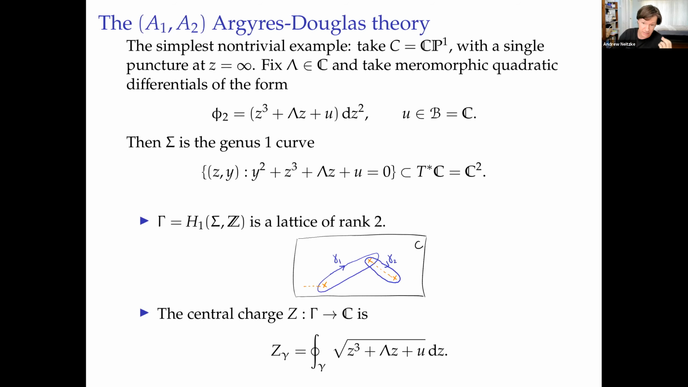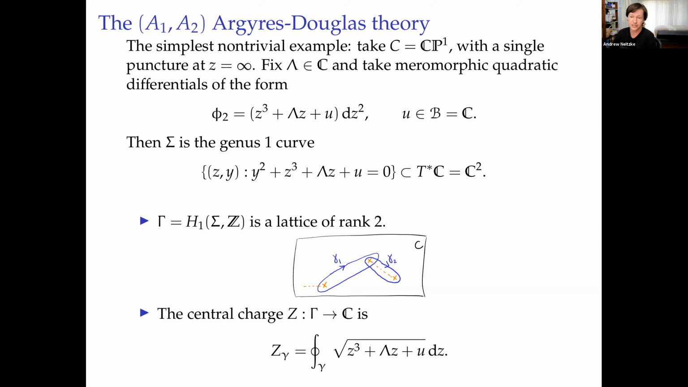And so in that case, the first homology of such a curve is just a lattice of rank 2. Here's a concrete picture of what it might look like. Here I'm presenting it as a covering of the Z-plane. It's a double covering of the Z-plane, branched at 3 points, the 3 zeros of that quadratic differential. And so you can literally draw 2 loops that generate this lattice.